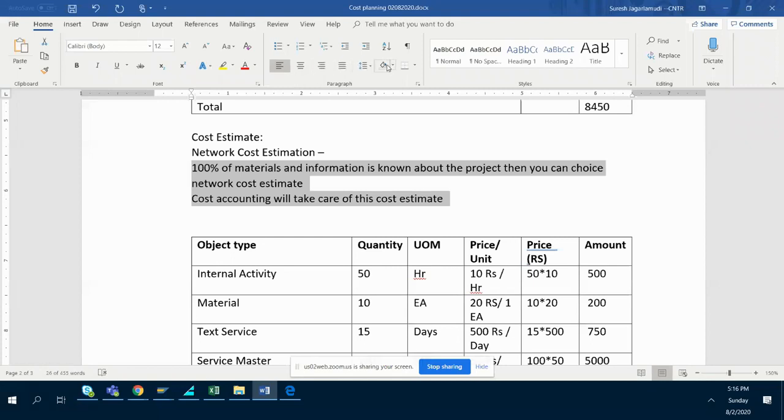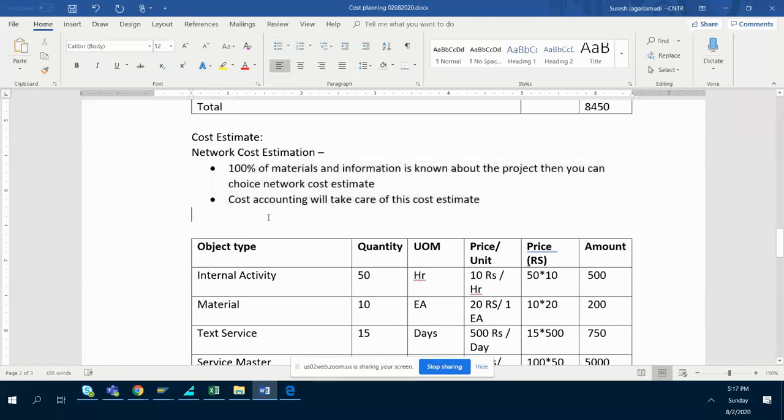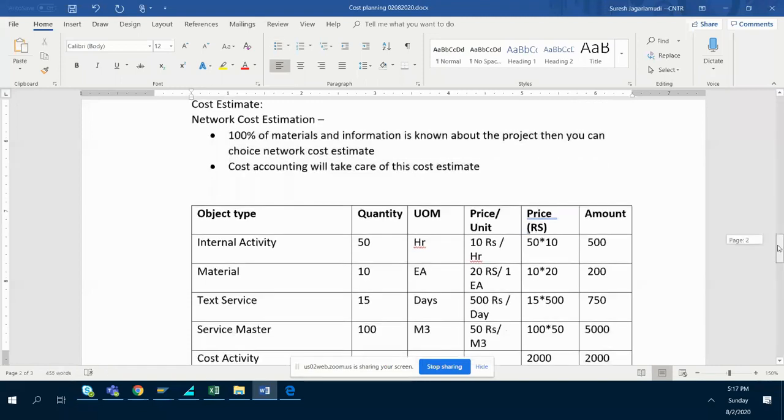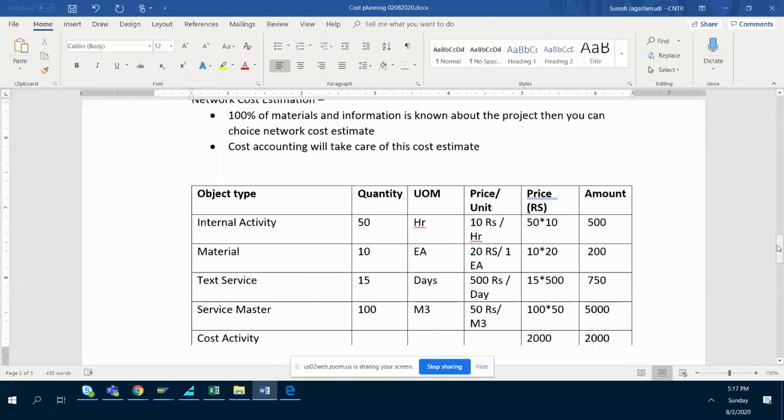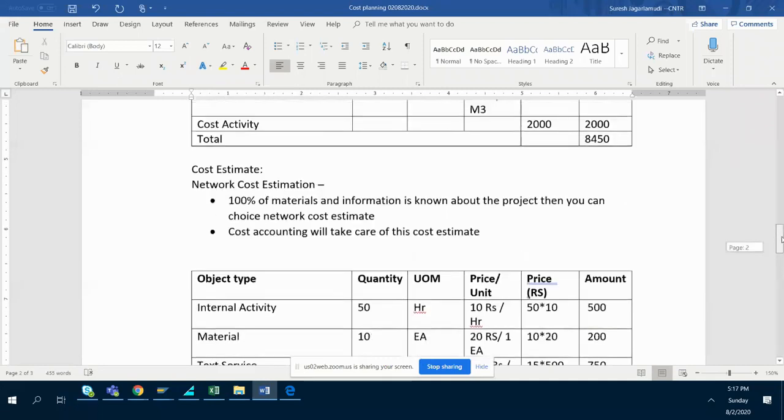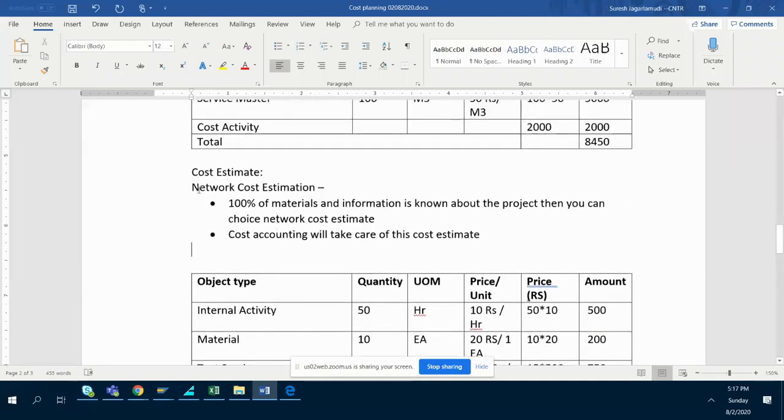Now, let me take this as a bold. Okay, yeah. So, anyone has any doubt here? What is the network cost estimate?